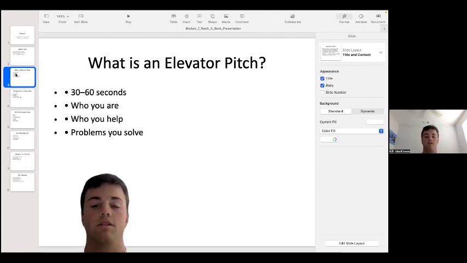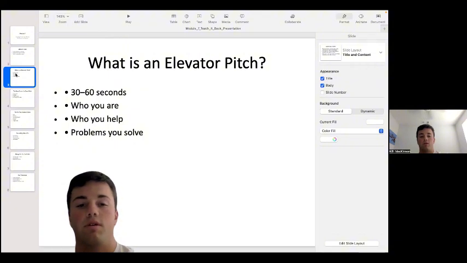I also think this is useful outside of sales. If you're at a networking event, career fair, internship interview, or even introducing yourself on the first day of work, having a good elevator pitch helps you make a strong first impression. Instead of sounding awkward and unsure, you sound prepared and professional.